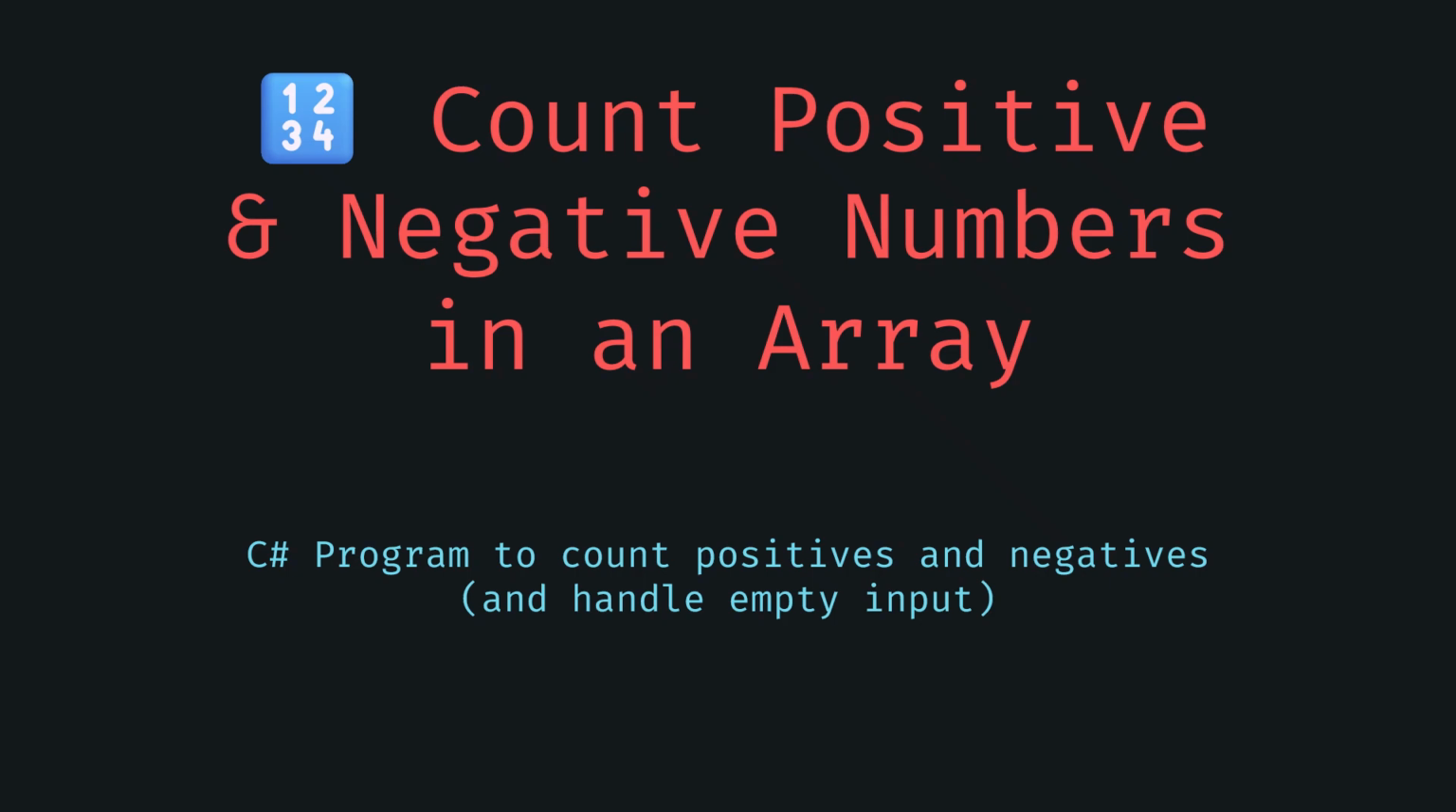Welcome. In this short lesson, we'll write a small, robust C# program that counts how many positive and negative integers appear in an array. We'll show results for typical arrays, an empty array, and we'll keep the counting function pure, so it's easy to unit test or reuse in other code.